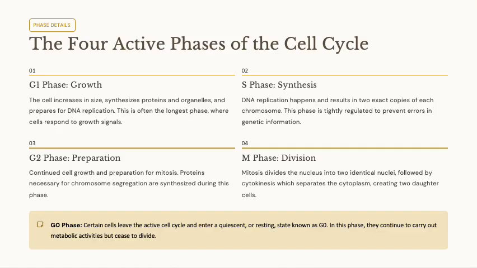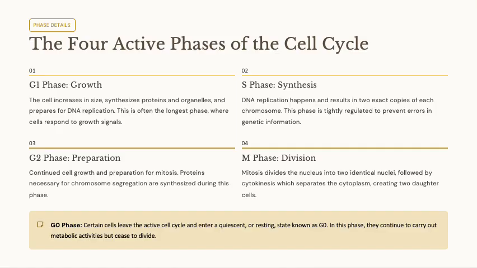Not all cells continuously progress through the active phases of the cell cycle. Some cells exit the cycle and enter a resting state known as G0. In this phase, cells remain metabolically active but do not divide. Cells such as neurons and muscle cells often remain in G0 permanently because they are highly specialized and no longer need to divide. Other cells, such as liver cells, can exit G0 and re-enter the cell cycle in response to injury or increased demand.